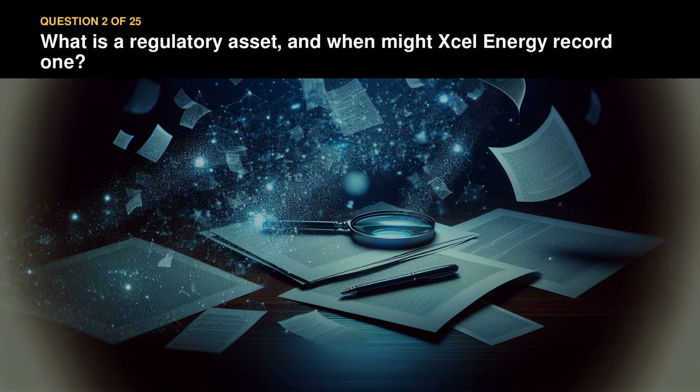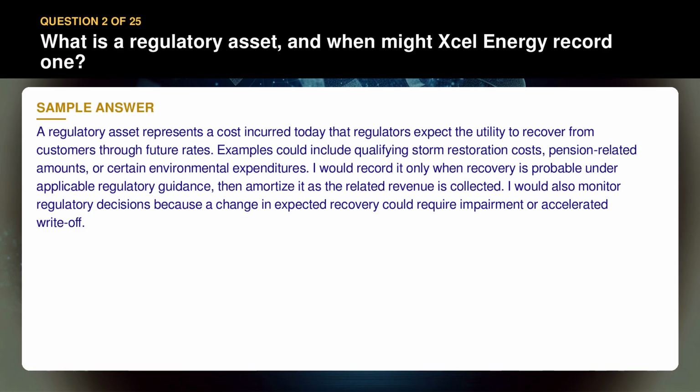Question 2. What is a regulatory asset, and when might Xcel Energy record one? A regulatory asset represents a cost incurred today that regulators expect the utility to recover from customers through future rates. Examples could include qualifying storm restoration costs, pension-related amounts, or certain environmental expenditures.